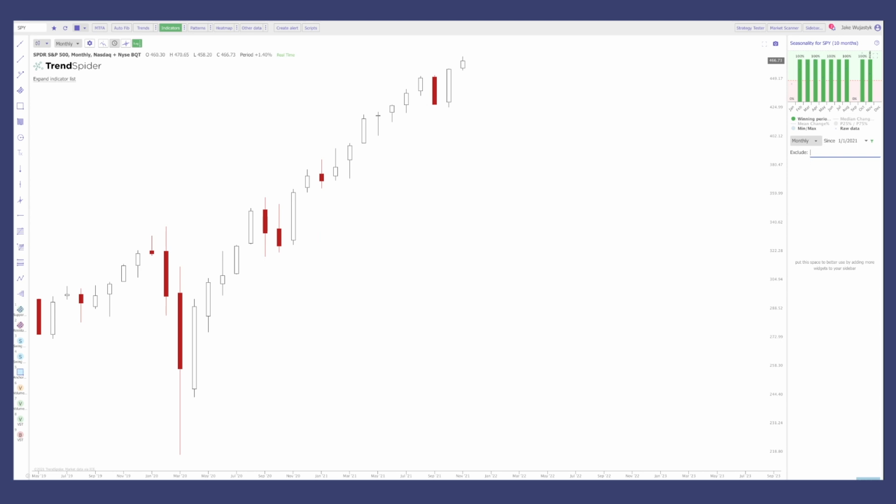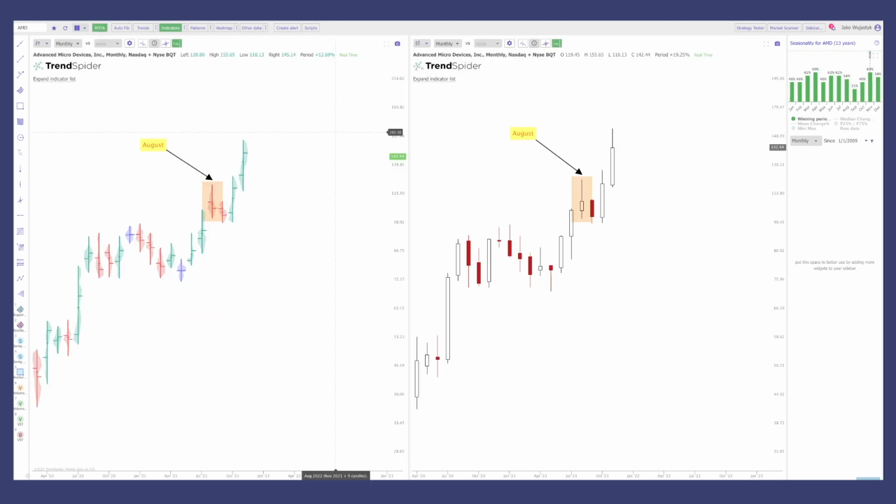So you are just looking at a specific event like an election year and that type of thing. So it's something that you can really use to not only get an idea of, are we entering a historically strong time of year, or are we entering a weak time of the year? So AMD is a great example of this.